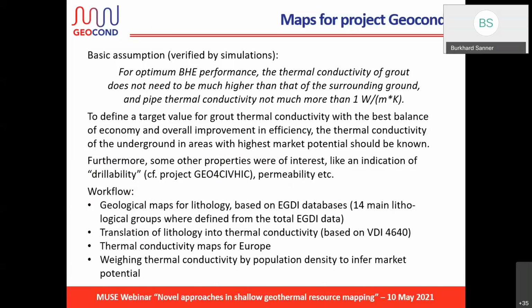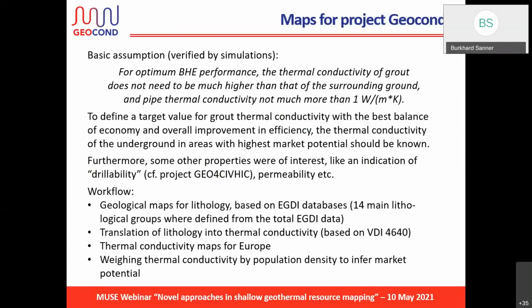So what we did is to look at some maps, not only for thermal conductivity, but a few other indicators like something like drillability. That's also done more extensively in the project GeoCIVIC. Some trying to find something about permeability, etc. The workflow was the following, and Adela will cover that later on in more detail.